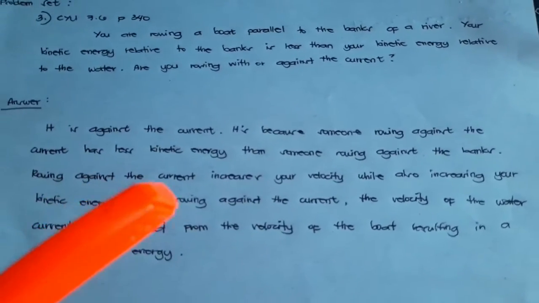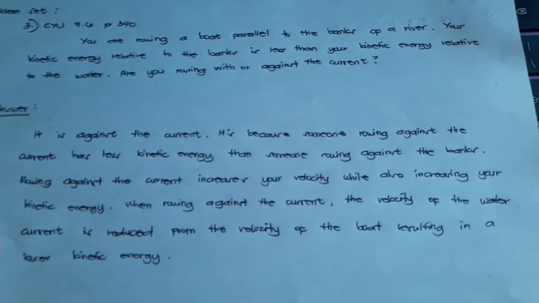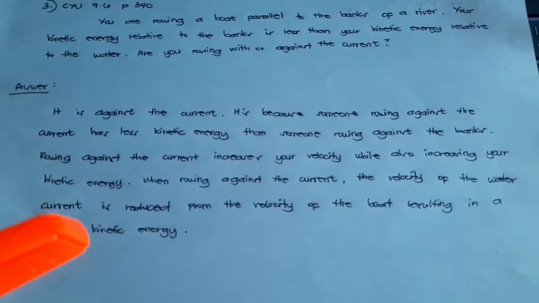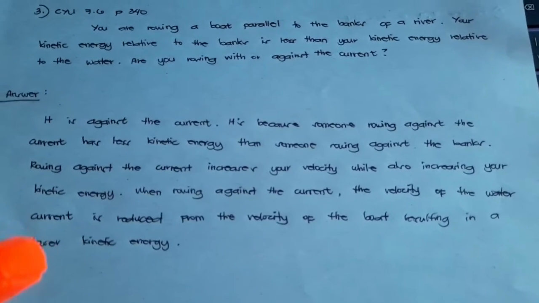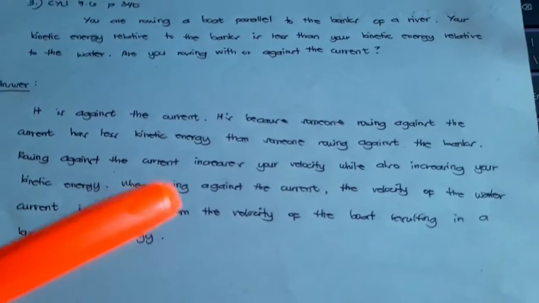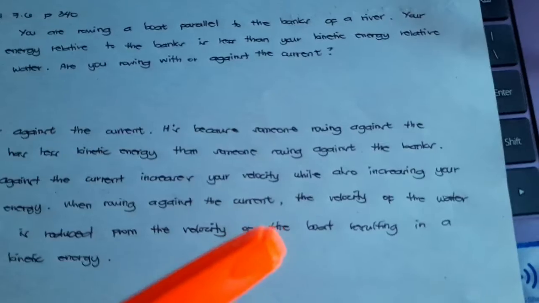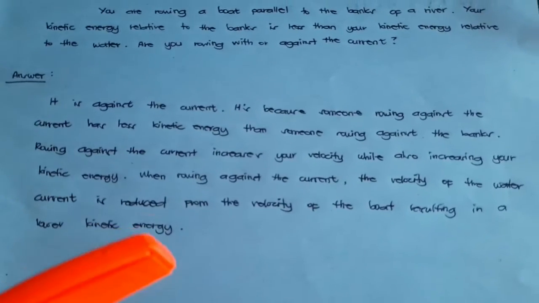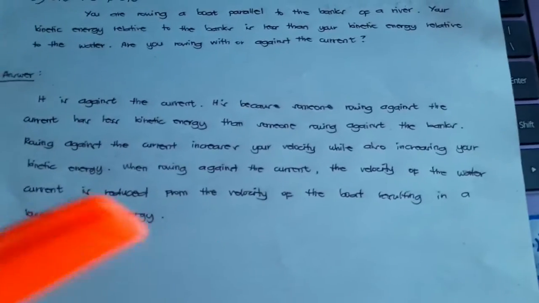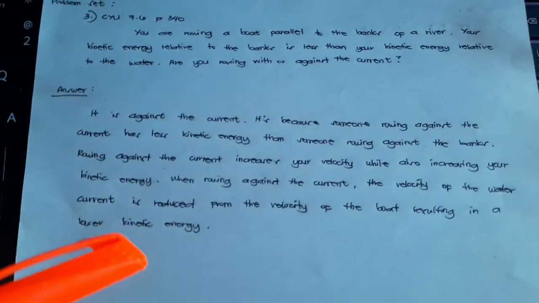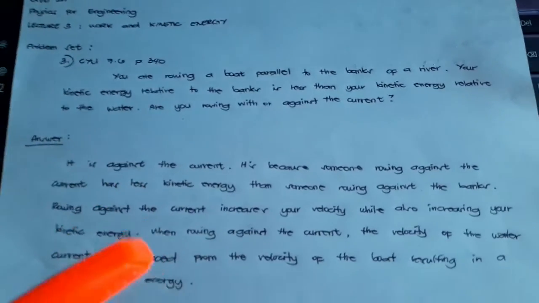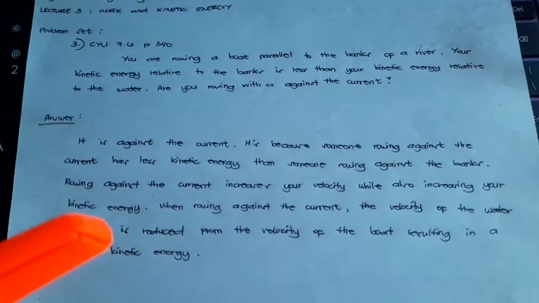Rowing against the current increases your velocity, so the velocity increases if you row against the current, while also increasing your kinetic energy. So the velocity increases, and the kinetic energy increases too. When rowing against the current, the velocity of the water current is reduced from the velocity of the boat, resulting in a lower kinetic energy. So therefore, it is against the current if you row the boat parallel to the banks of a river.